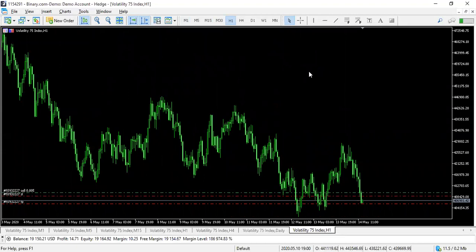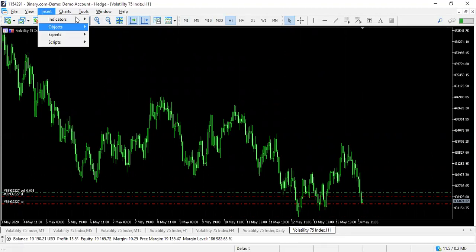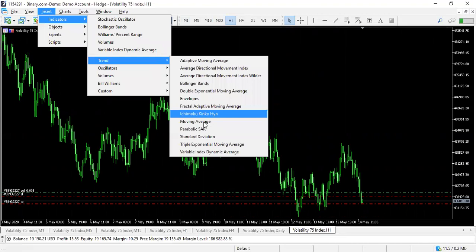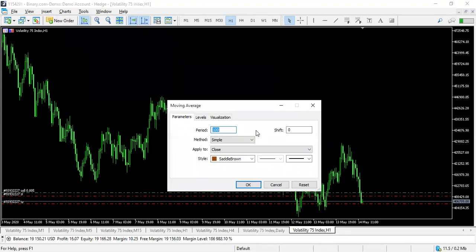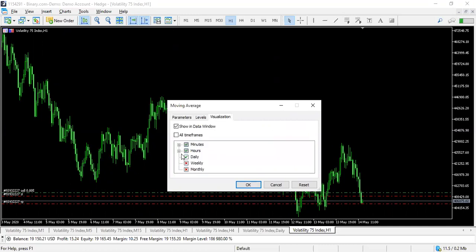So first, let's add the indicators that are most important. Number one, we want to add the trend indicator moving average with period 100, color saddle brown, method simple, apply to close. Visualization, we want it on 1 minute, on 15 minutes, and then on the daily, and then on the 1 hour time frame. That's the first indicator we are adding.